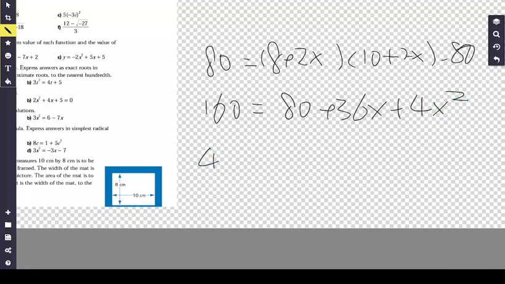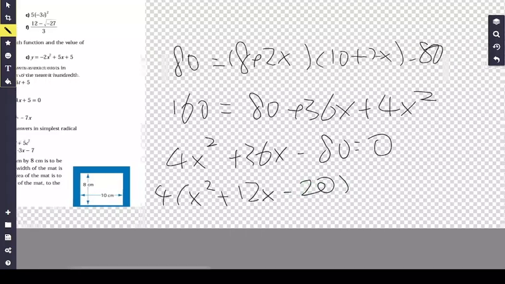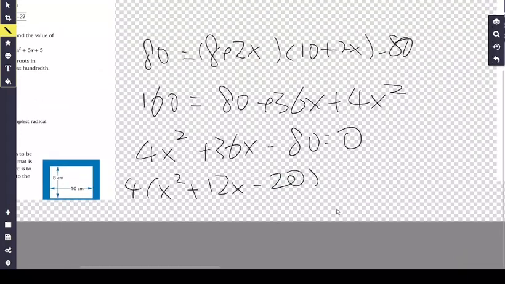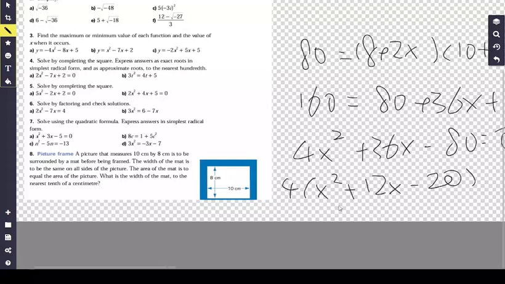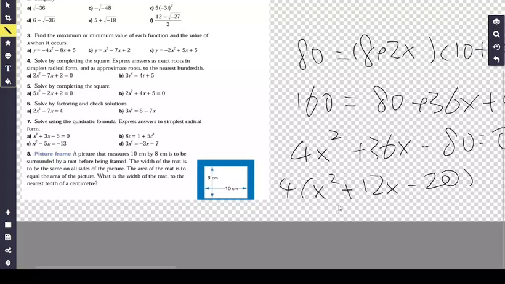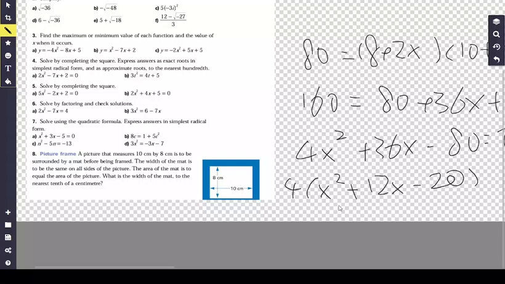Move everything on one side. 4x squared plus 36x minus 80 equals 0. Common factor 4x squared plus, what is this, 12x minus 20. So this is just plus 10 plus, wait a minute. Did I do something wrong? If this is plus 20, it made sense. But this isn't.